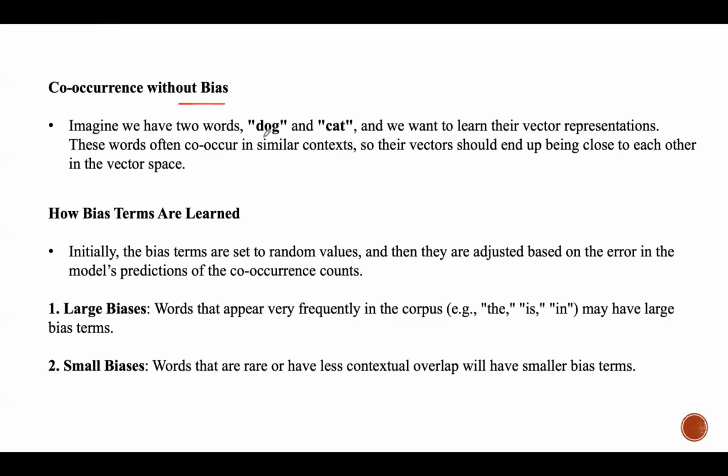Assume that we have two words, dog and cat, and we want to find their vector representations. Usually these words co-occur in similar contexts, so obviously their vectors will be placed close to each other in the vector space. If you remove the bias term, the model learns word embeddings purely based on how words co-occur with one another in the context window, without considering the overall frequency of each word in the corpus.